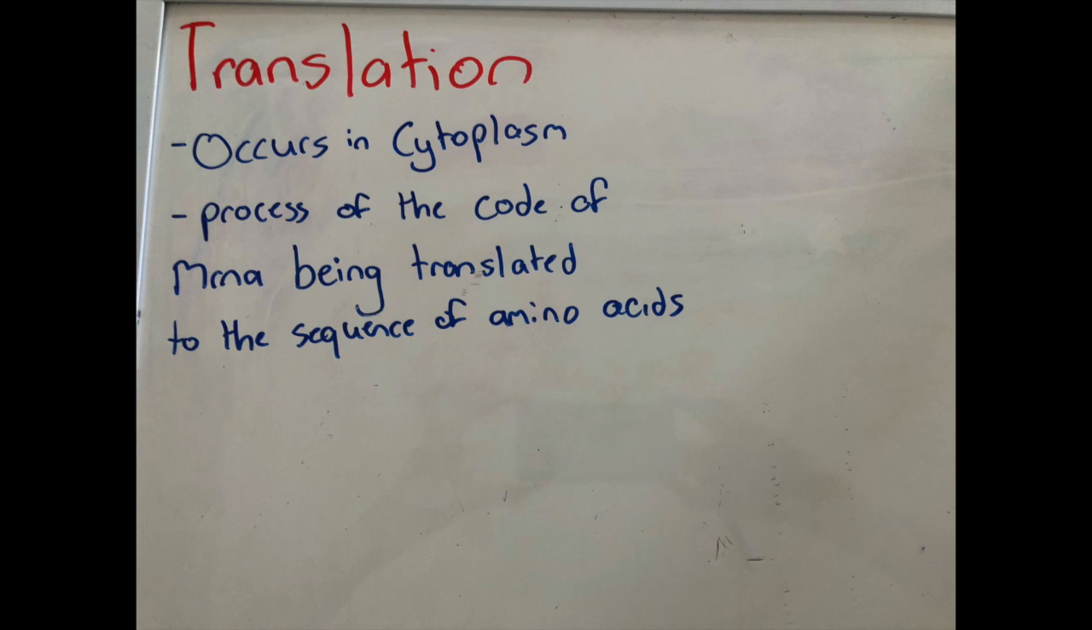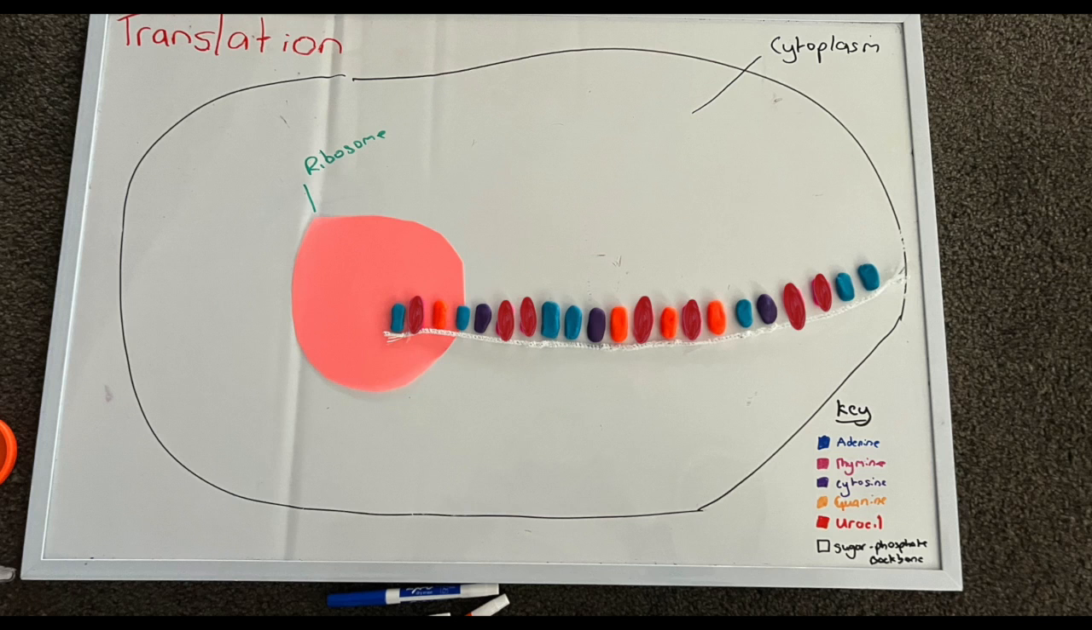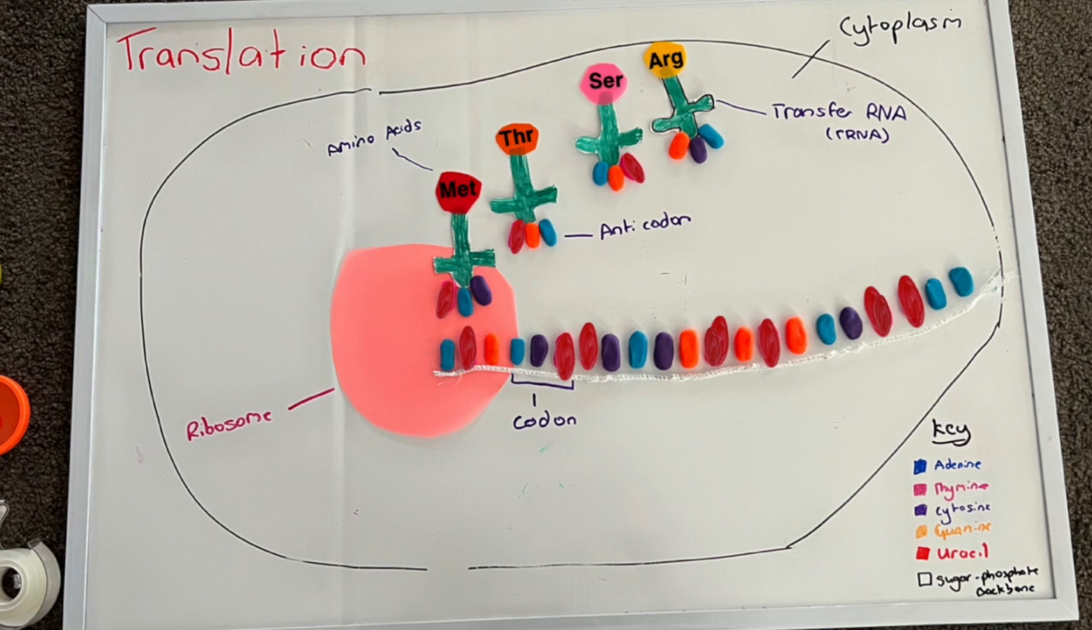Translation is the process of translating the code of the messenger RNA to the sequence of amino acids to form a peptide bond. The first step of translation is initiation, where ribosomes bind to the messenger RNA strand to produce complementary transfer RNA, tRNA, anticodons. These anticodons each have a specific amino acid which attach to the codons on the mRNA strand.